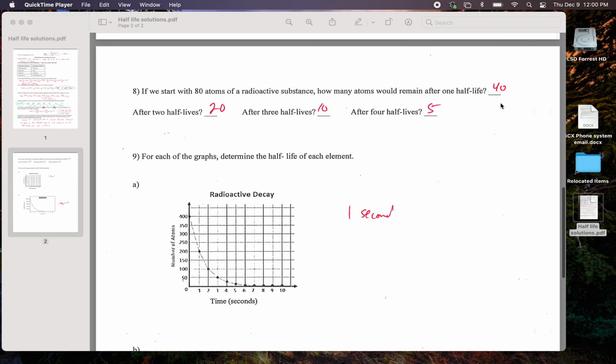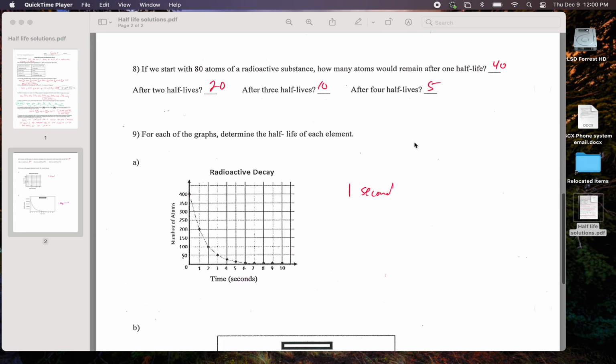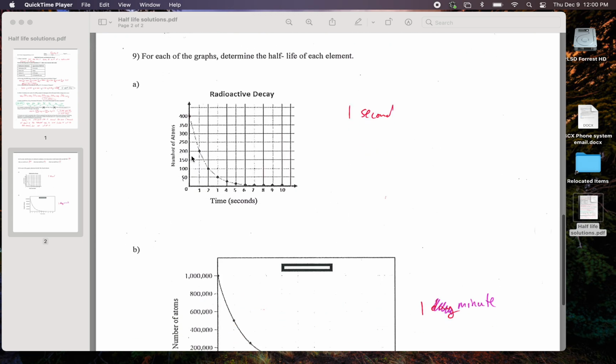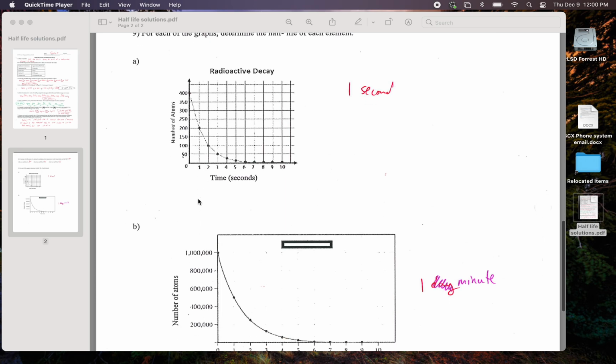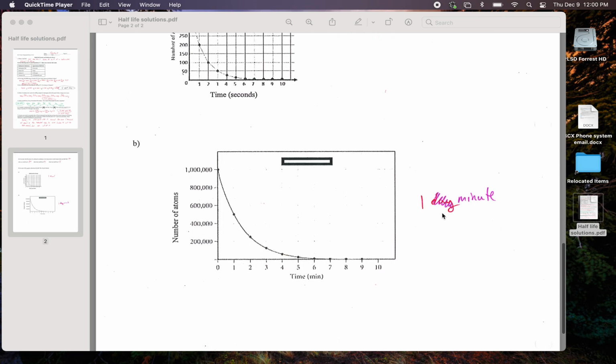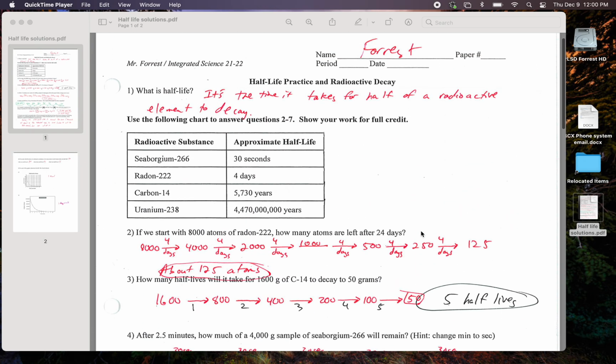So with these ones, 80 atoms, after 1 half-life you'd have 40, 2, 20, 3, 10, 4, 5. 1 second here, because we start out with 400, we end up with 200, so 1 second is the half-life. This one, I don't know why I put days, because I didn't read this. Start out with 1 million atoms. Looks like it's down to 500,000 after about 1 minute. So hopefully that helps out.